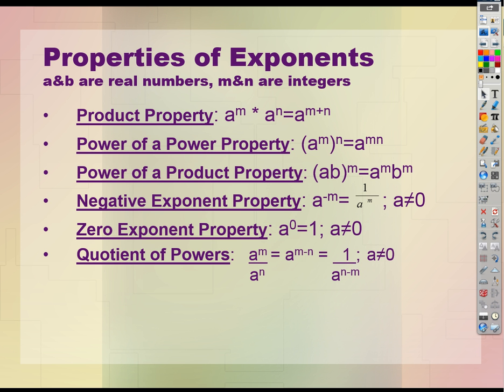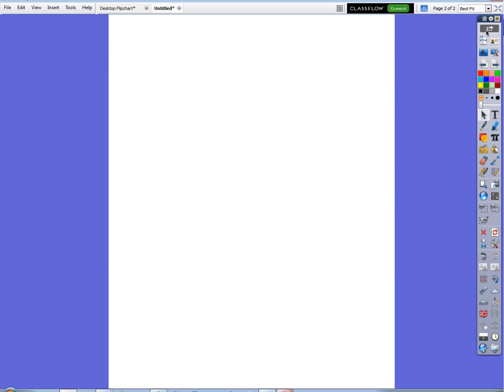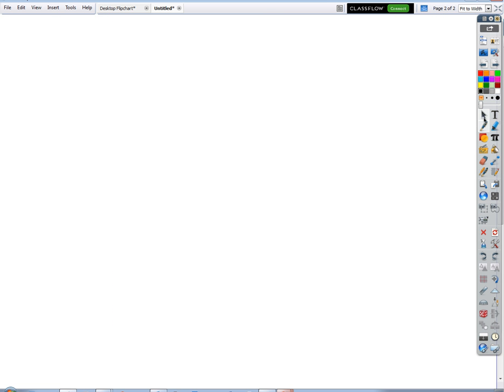Okay, quotient of powers. This is one I want you to think about as being similar to the product property. If we do a product of powers, if we multiply like bases, we add exponents. What if we divide like bases? What are we going to do? Subtract. Okay, here's why. This is really just a combination of two things that we just talked about. It really helps to think about it this way.